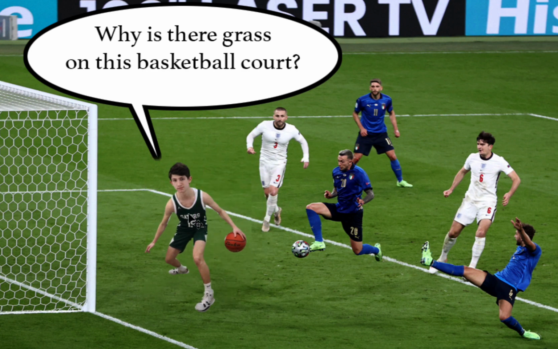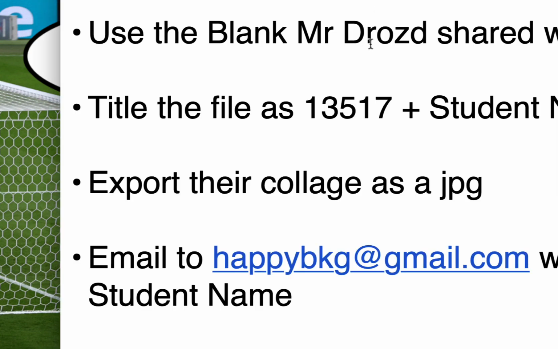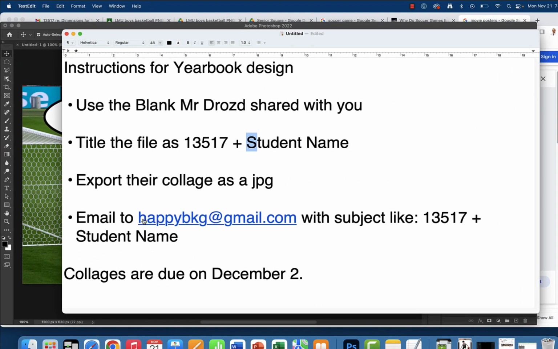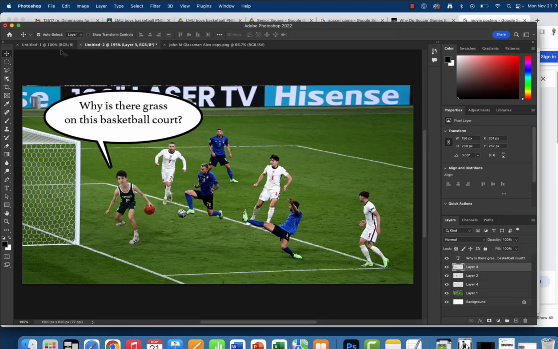I'm going to talk to you a little bit about how to create this. The first thing that we're going to want to do is talk about expectations. So you're going to use the blank that I sent you. You're going to title this file, and this is important, 13517 plus your name. You're going to export it as a JPEG, and then when you're done, you're going to submit it to this email address with this particular subject. It's due on December 2nd. But you are going to submit it in class on Wednesday to earn full credit through me.